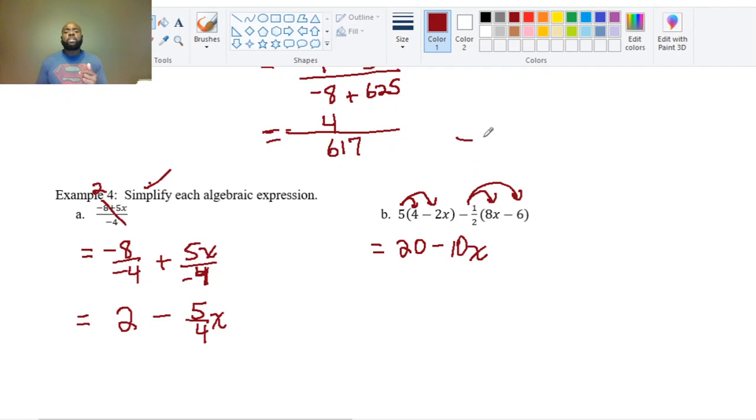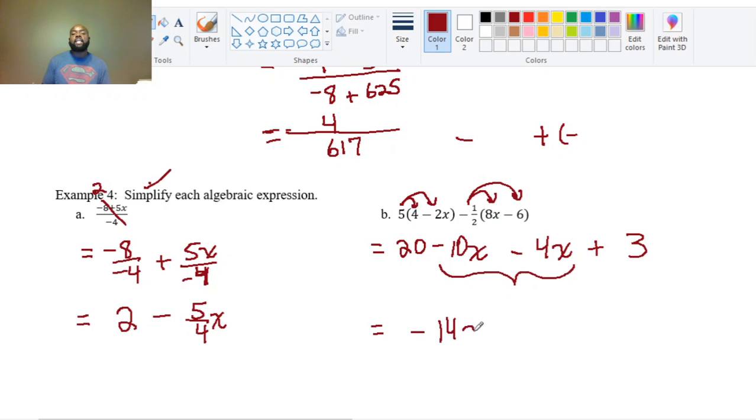Because remember, subtraction is the same thing as adding the opposite, right? And so what I'm going to do is I'm going to just attach that negative to the 1/2 and do a negative 1/2 times 8x, which is a negative 4x. And a negative 1/2 times a negative 6 is a positive 3. Now I have like terms, so we're going to combine like terms. Those two are like terms. I get a negative 14x, and this term and that term are like terms, and we get a plus 20.